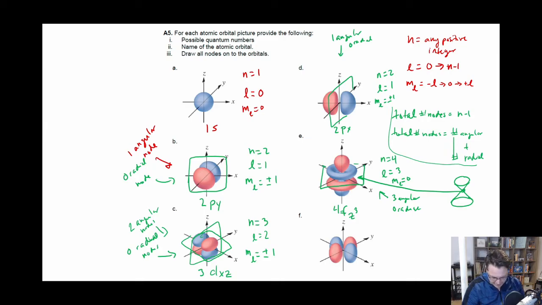F, right? So if we're looking at F, what we can see first off is that we have one angular node that's cutting in between the XY axis in this case right here. That's along the Z axis. And then we have another one that sits right here that also cuts in between the XY axis and is along the Z direction in those cases. So we have two angular nodes.